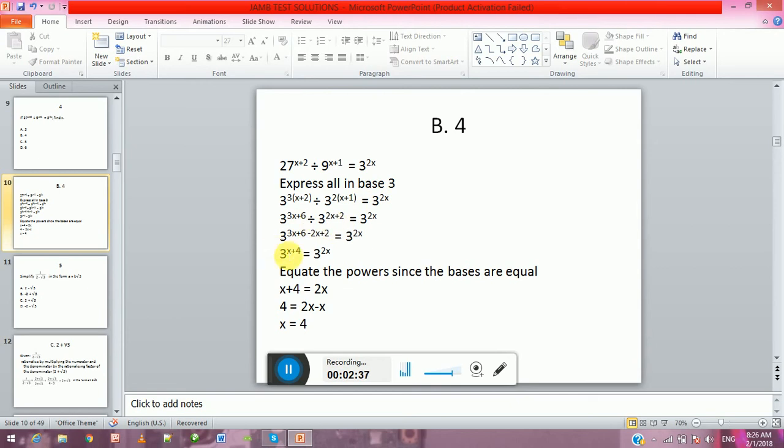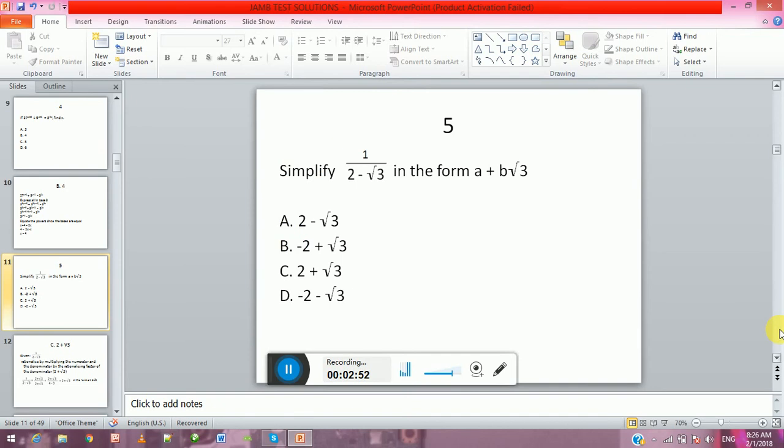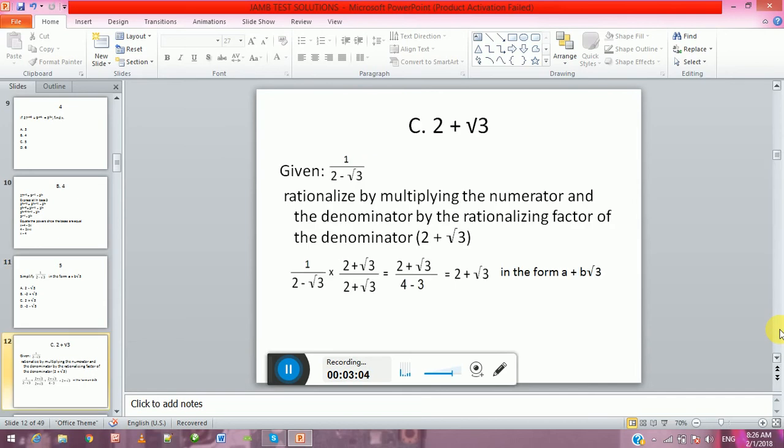Now we get the next question. Simplify 1 over 2 minus root 3 in the form of a plus b root 3. To simplify a surd in the denominator, we simply multiply by a similar surd, but changing what is connecting the numbers here: if it is minus we change to plus, if it is plus we change to minus. So multiply the same by the denominator and numerator. We'll get 2 plus root 3 as the answer.